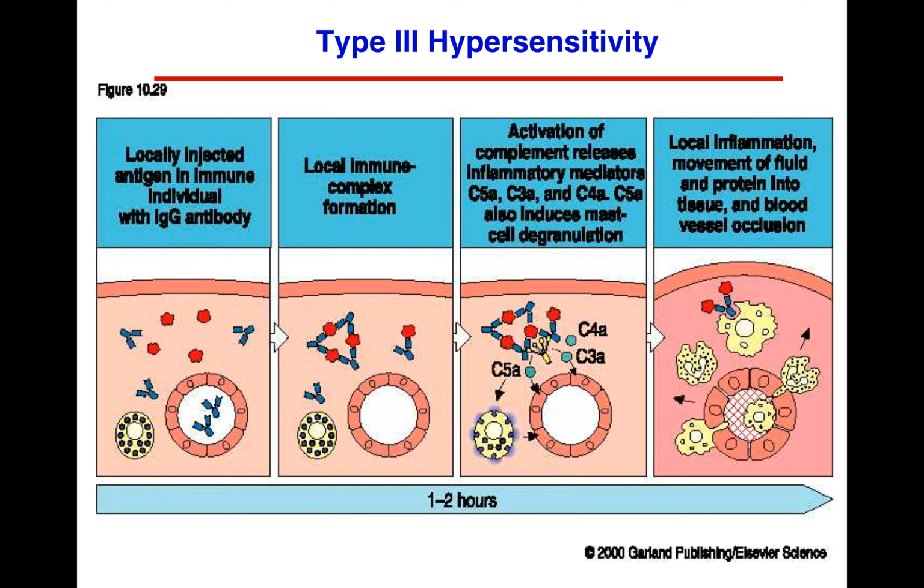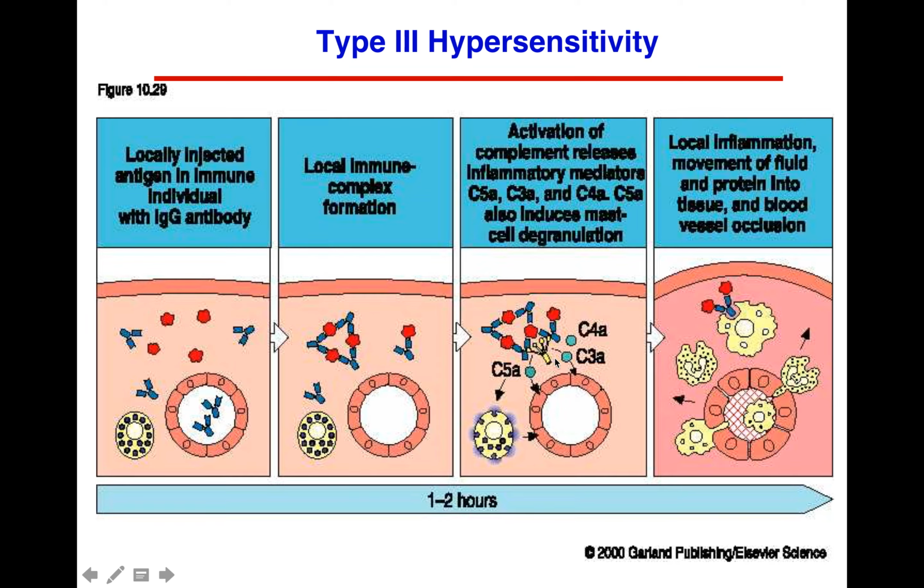Now, consider an antigen that is locally injected in an immune individual who has IgG antibody. Then you can get fairly large complexation of that antigen. Remember, it has to be polyvalent, with the same epitope, and you can get great deals of cross-linking within there, and then that will activate C1.